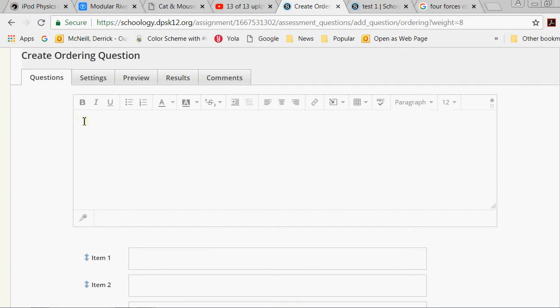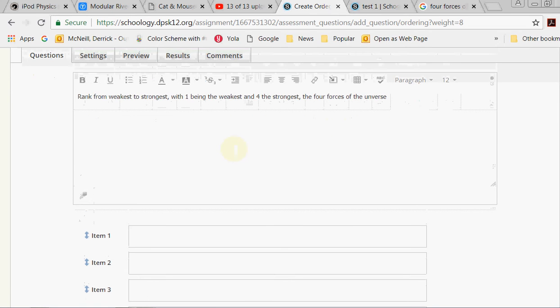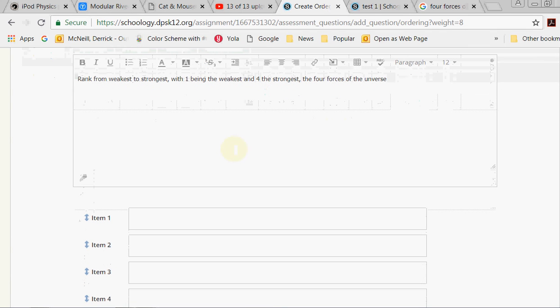Now, the ordering question I can think of is about the four primary forces of the universe, from weakest to strongest, with one being the weakest and four the strongest. Now, that's something that I've learned over the years, and let's be a little consistent here. When doing this, you may want to state if the first choice is the strongest or the first choice is the weakest. It tends to make things a little bit easier for students, and they're not asking you, is one supposed to be the weakest? Even though you presume for most people that that would be the case.